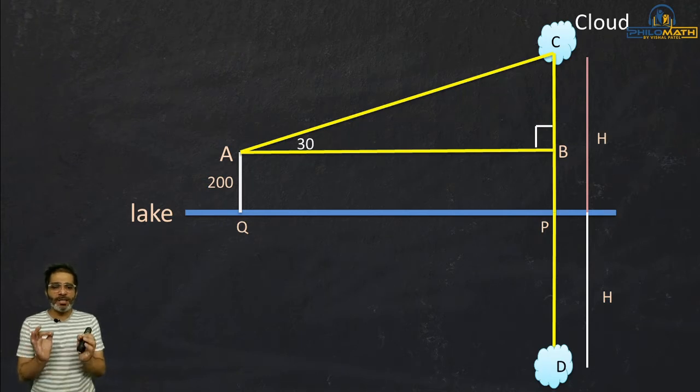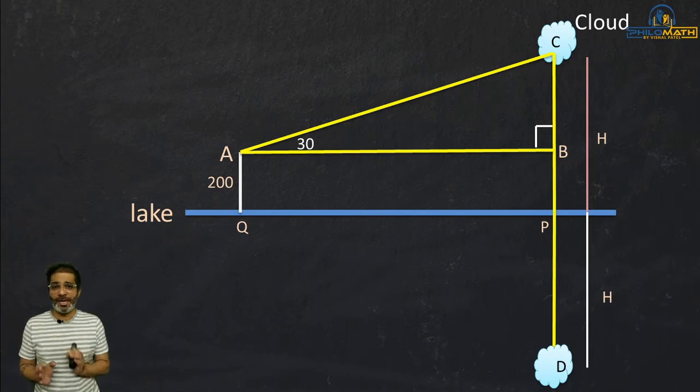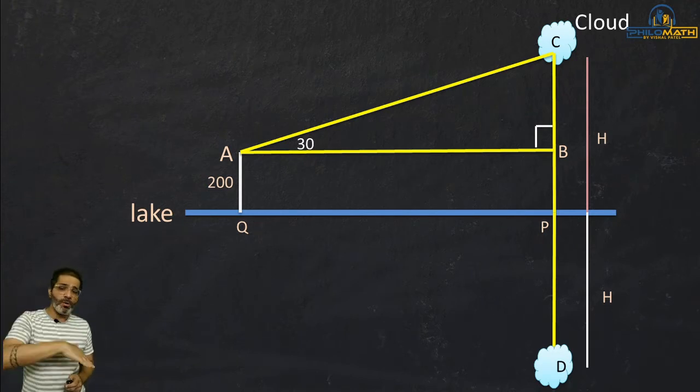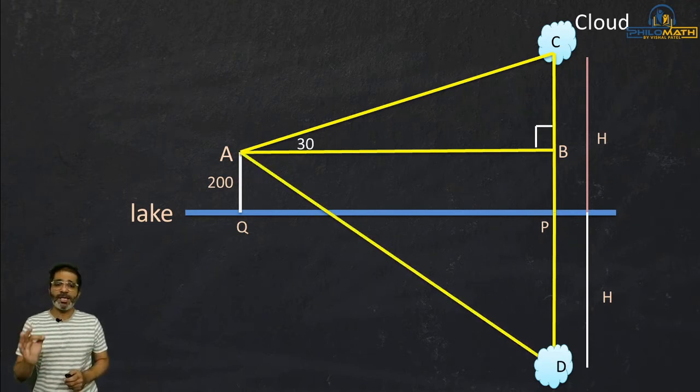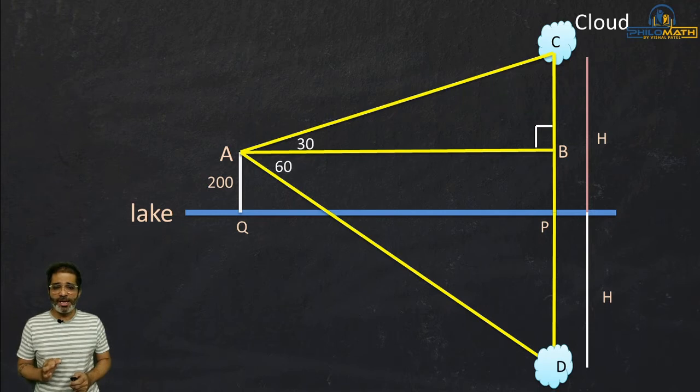Let us understand the basic principle of reflection in a plane mirror. That is the law: object distance equals image distance for a plane mirror. So CP is H, DP is also H. Now from point A, when you look down to the reflection, that is called the angle of depression, and that angle is 60 degrees.